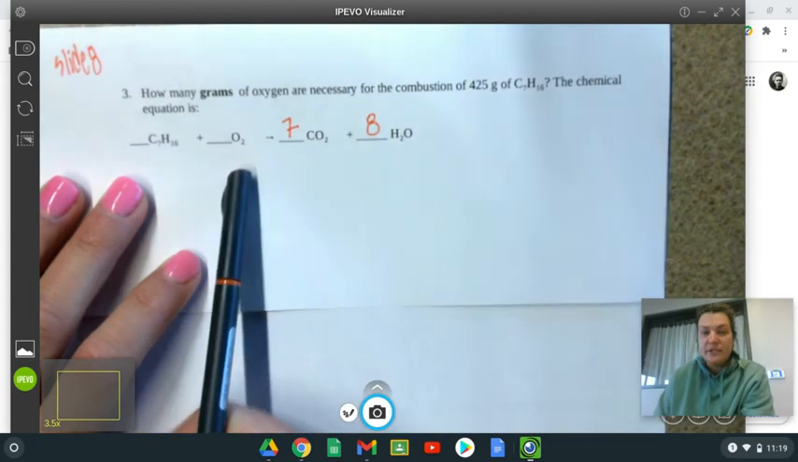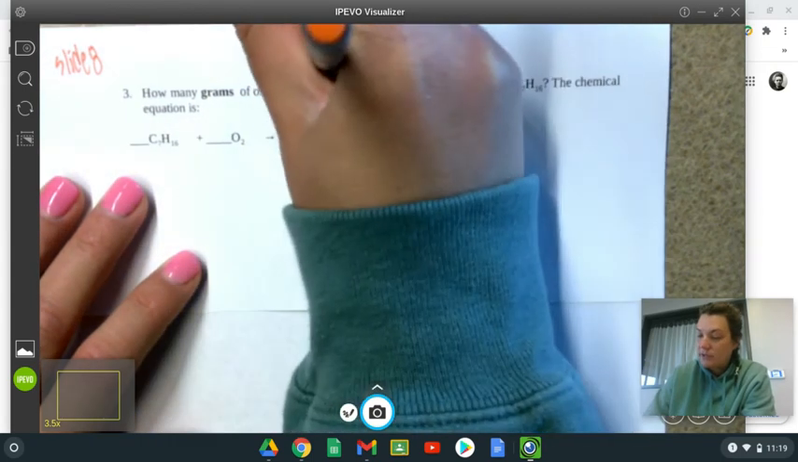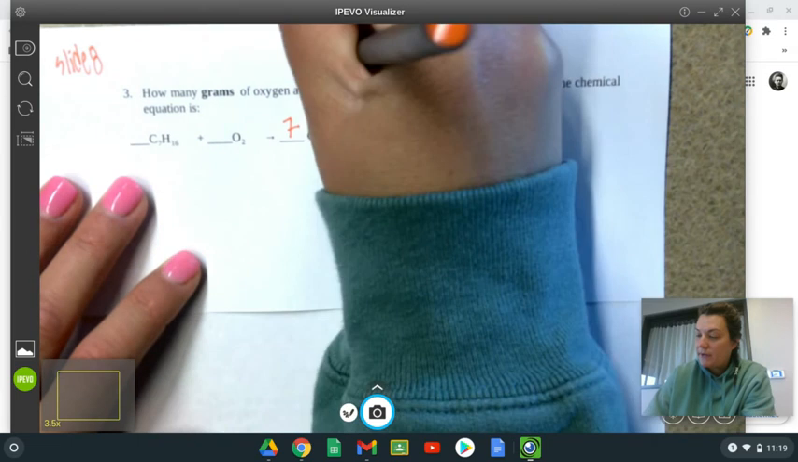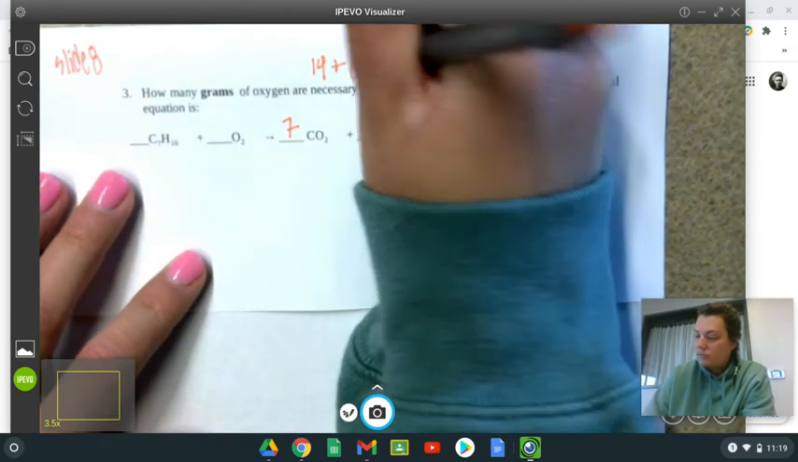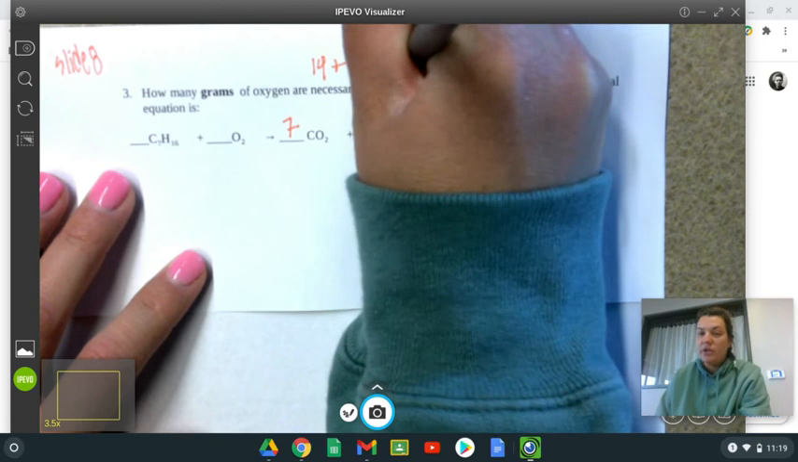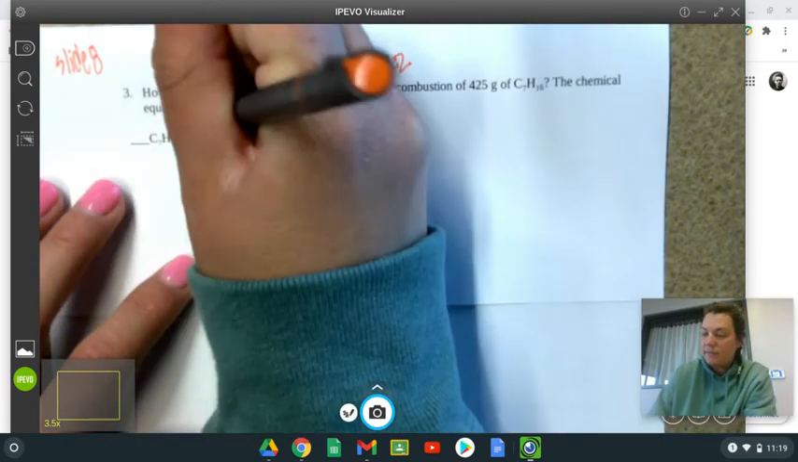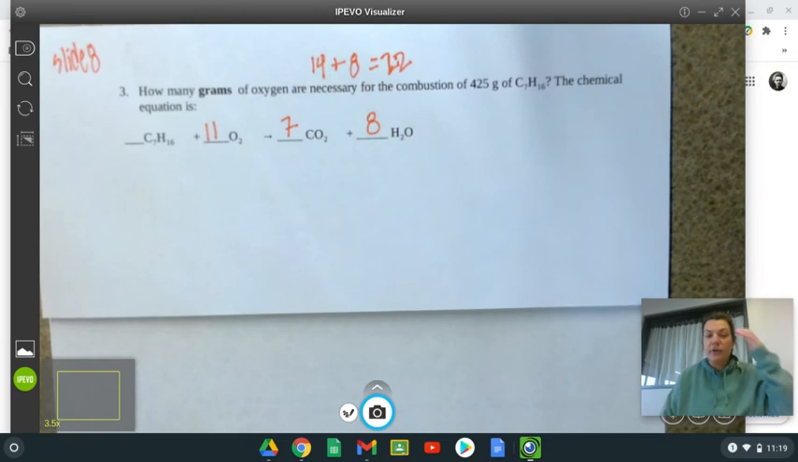And then 2 oxygens here. 7 times 2 is 14, plus my 8 here. So 14 plus 8 is 22. Sorry, 22. So then I ask myself, what times 2 gives me 22? And the answer to that is 11. Okay, so a balanced chemical equation here is just 1, 11, 7, 8 as our coefficients.